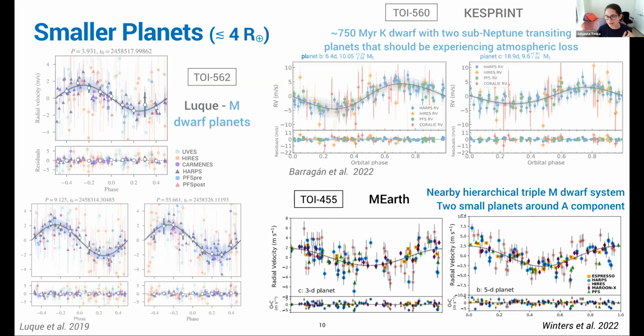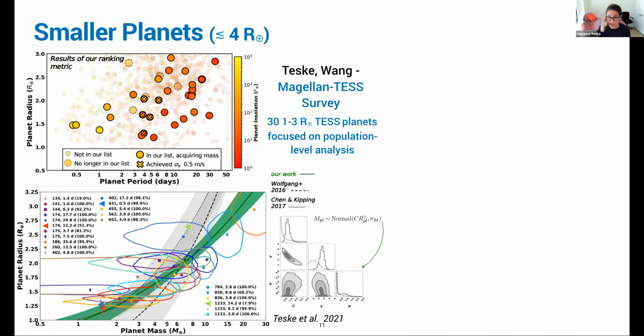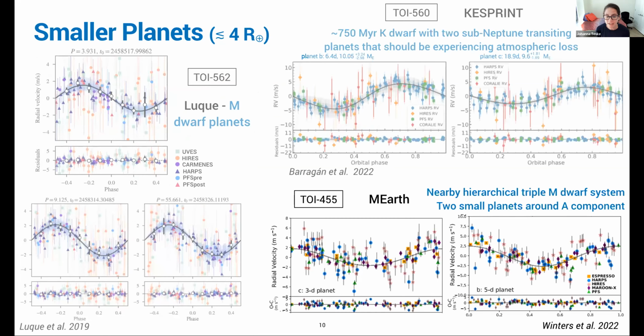And then what I like to think of as Jen Winter's system, TOI 455, which is this hierarchical M-dwarf triple system with two planets detected around the A component. And this was a really monumental effort combining data from lots of different instruments. As Dave mentioned, I'm leading the Magellan TESS survey, which is surveying 30 small TESS planets to focus on a population level analysis of these planets, trying to understand their different formation pathways. And there's lots more about it in my 2021 paper.